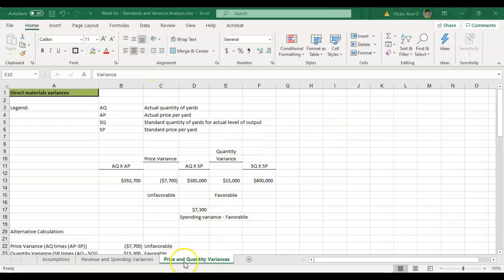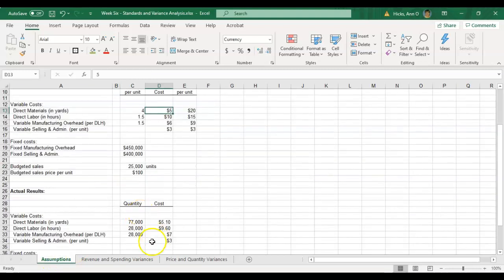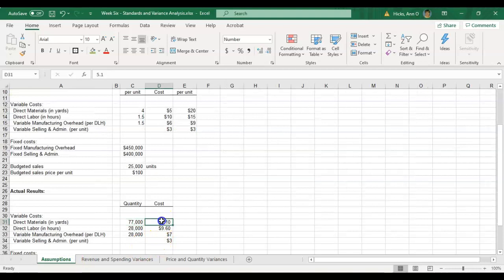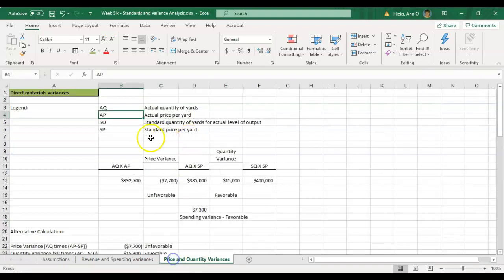So if we look at this worksheet entitled Price and Quantity Variance, this is where we're going to do our further analysis. First of all, we're going to look at direct materials variances, but I want to identify some of the abbreviations I've used and make sure those are understood. AQ, very simply, is the actual quantity of yards of material that we used. In this example, that's our 77,000 yards of material. AP is the actual price per yard that we paid, which in this example is the $5.10.